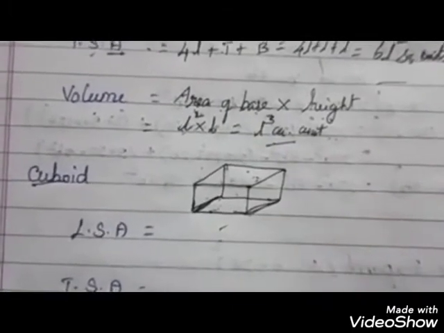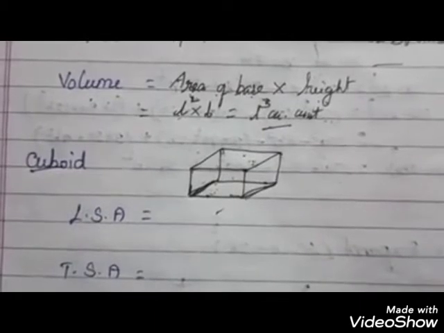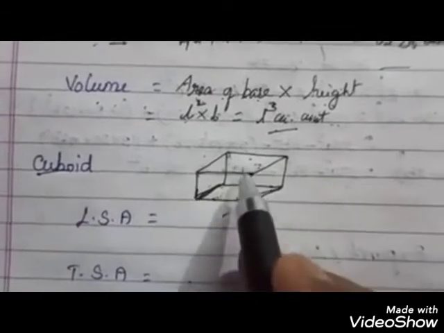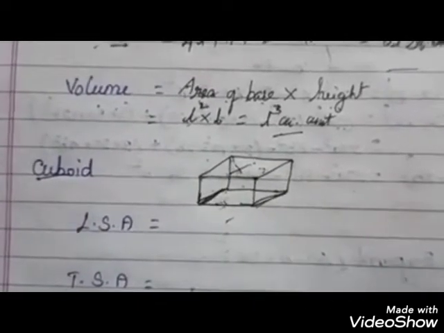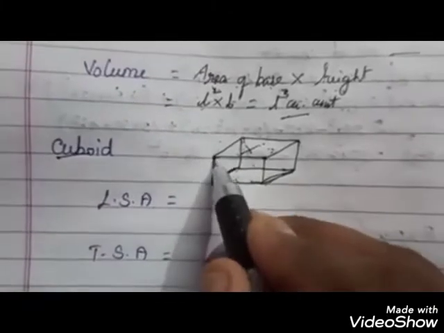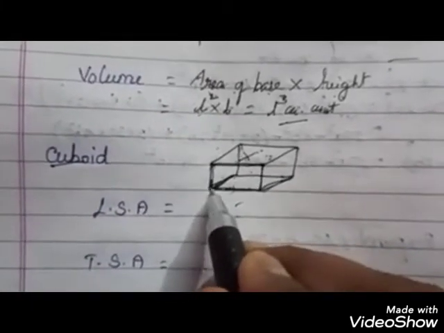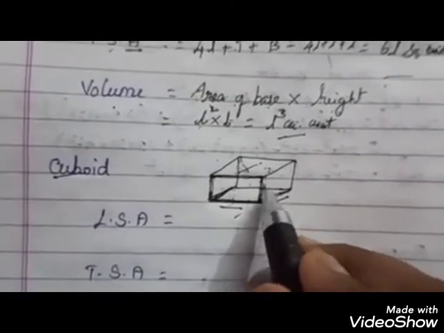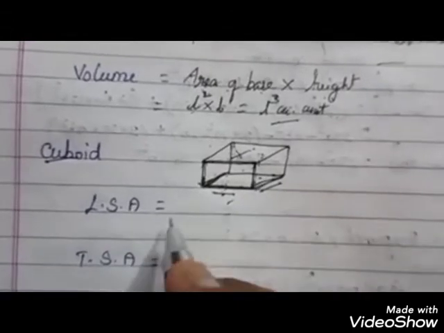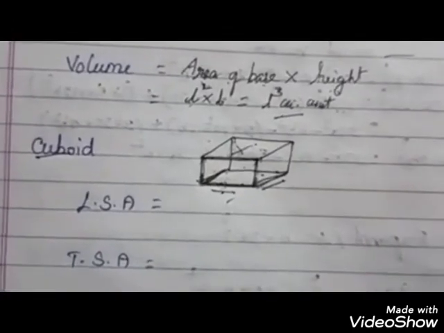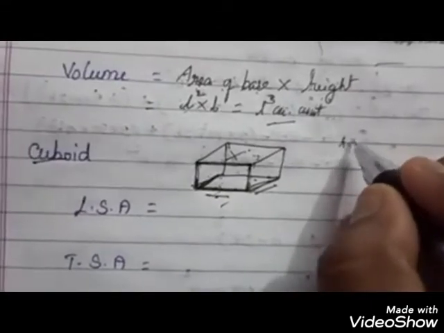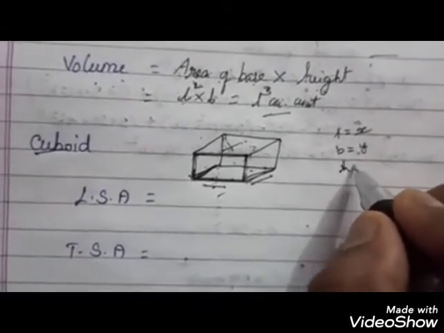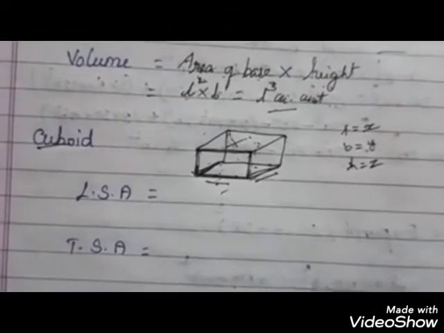So what is LSA? LSA is the same concept: area of the faces surrounding, you need to omit the top and bottom. So first you can take the front one. The front one, this is length, this is breadth, this is height. The front one is made of length and height, so I take LH. Instead of L, B, H, I take length equal to X, breadth equal to Y, and height equal to Z.